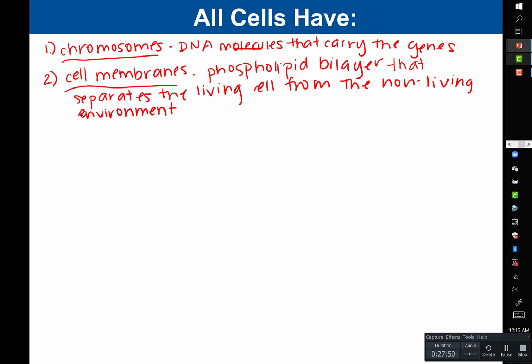So we have chromosomes. They all have DNA molecules that carry the genes. They have cell membranes. This is a phospholipid bilayer that separates the living cell from the non-living environment. The next one is something that if you've taken a biology class before, you might know this one. And this is a structure used by the cell to make proteins. So what structure do cells use to make proteins? And the answer is ribosomes.